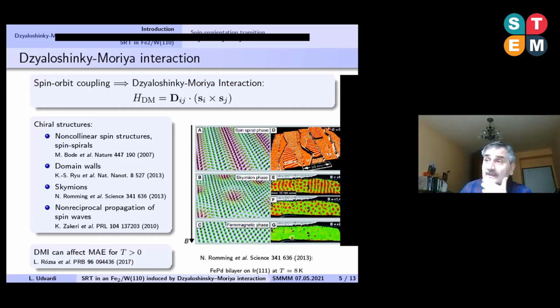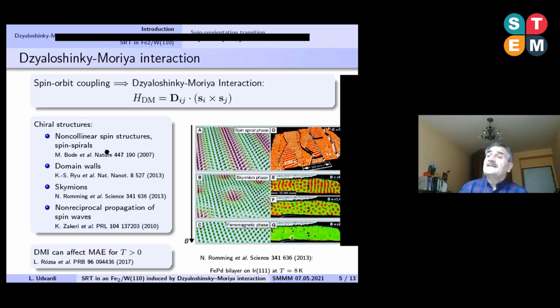Okay, so if we have a ferromagnetic system, all the spins are parallel to each other, and that's why the Dzyaloshinskii-Moriya interaction has no contribution to the energy of the system. So we don't expect any effect of the Dzyaloshinskii-Moriya interaction if we have a ferromagnetic system. But if we have a non-collinear magnetic system, the Dzyaloshinskii-Moriya interaction can have an impact on the magnetic structure.